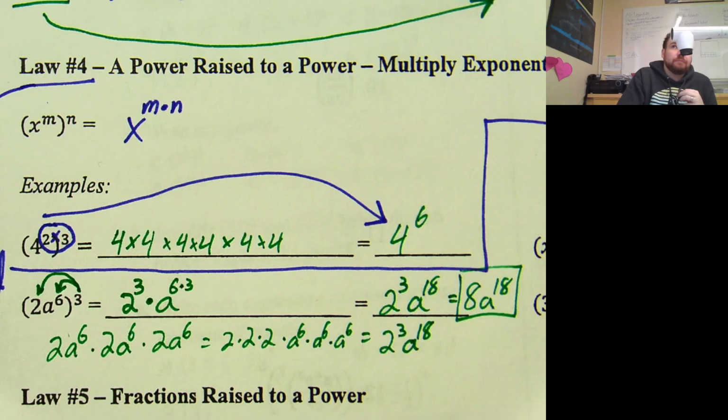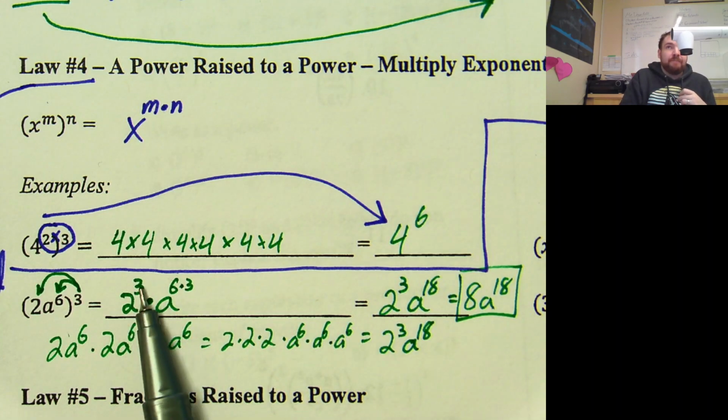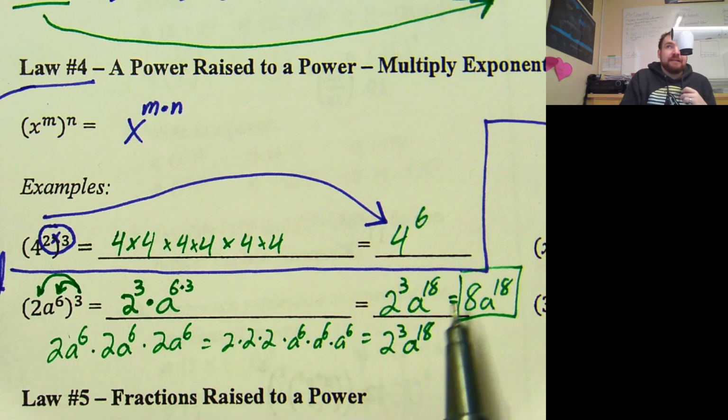So you distributed the 3. I distributed the exponent in, and then I multiplied the existing exponent with that 3. Because it's 2a to the 6, or 2 times a to the 6. Or if you think about it, it's 2 to the 1 times a to the 6. When I distribute that exponent in, I have to multiply them together. 1 times 3 is 3, which is where this came from. And then 6 times 3 is 18. So I got 2 cubed times a to the 18.